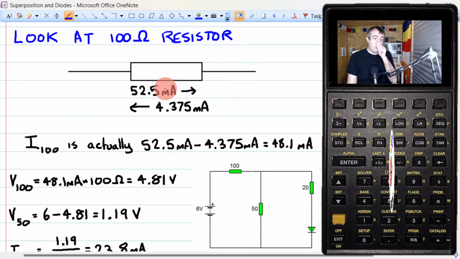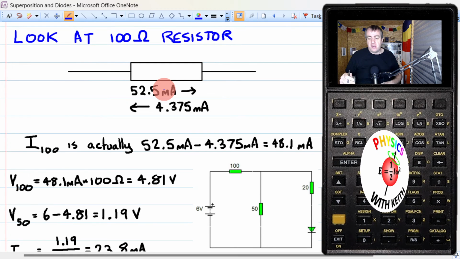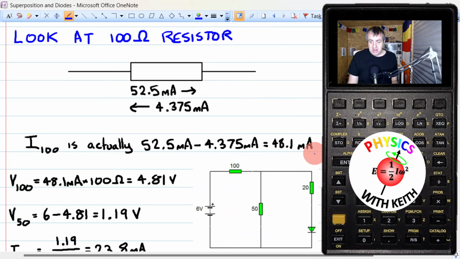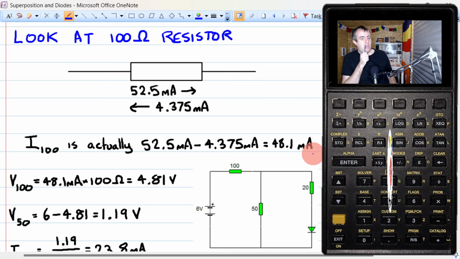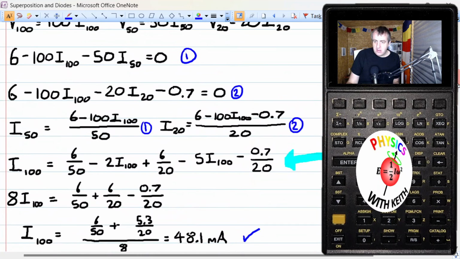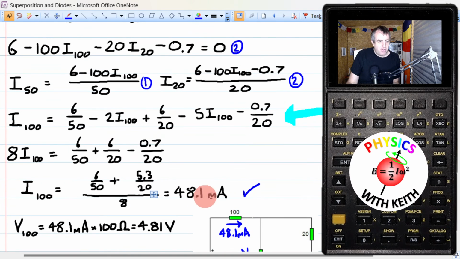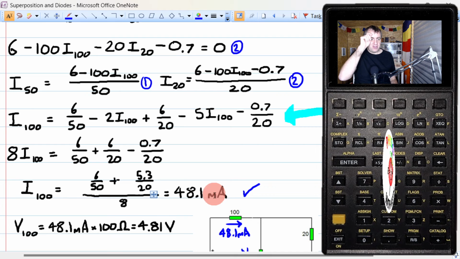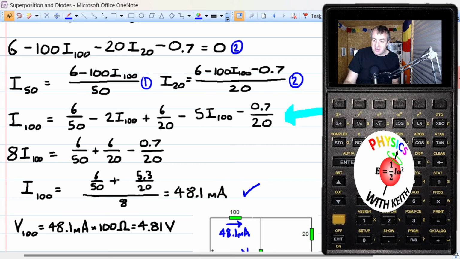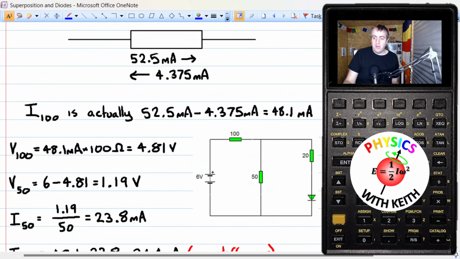So what is I100? Actually, in our combined circuit, the superposition, which just means adding together, that's all superposition means, we're going to add together those 2 currents to get 48.1 milliamps. Oh, that sounds familiar. 48.1 milliamps. I think that's exactly what we got for I100 when we used simultaneous equations. That's the point. When we did simultaneous equations, it took us ages to get to this point. But if we use superposition, it's going to be much quicker to get the 48.1 milliamps.